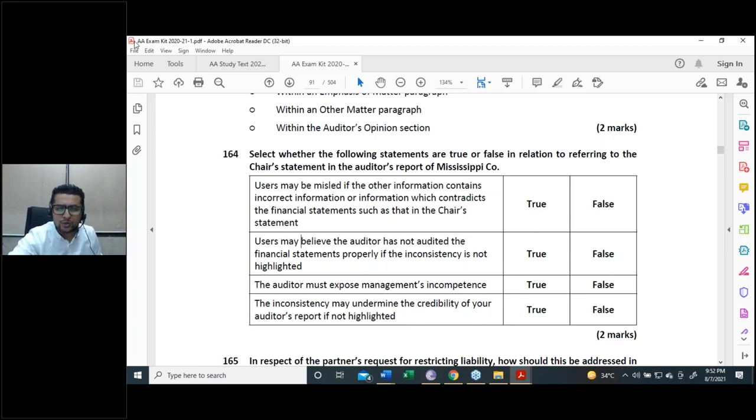This situation is going to create confusion for the shareholders, or for the users? True. Yes, it is true. Why? Because consider yourself as a shareholder.